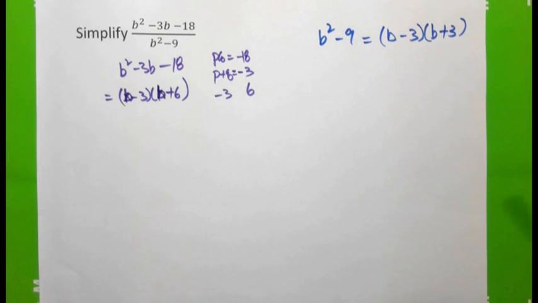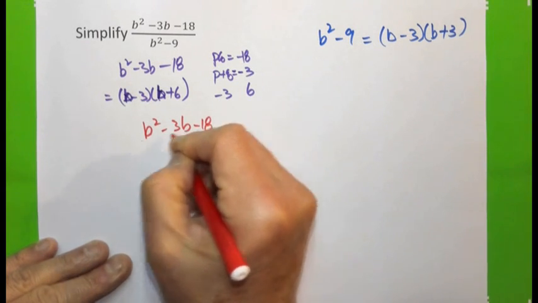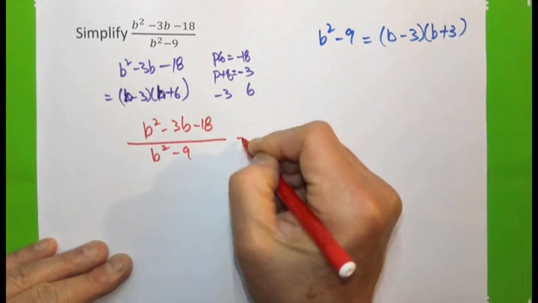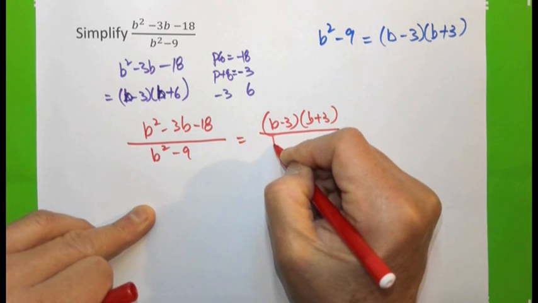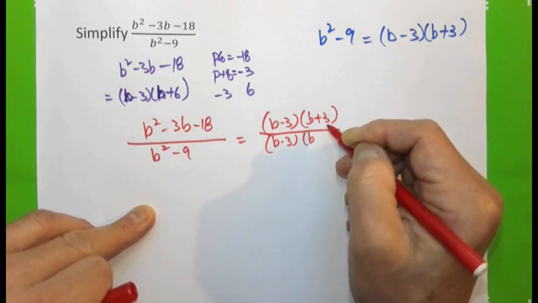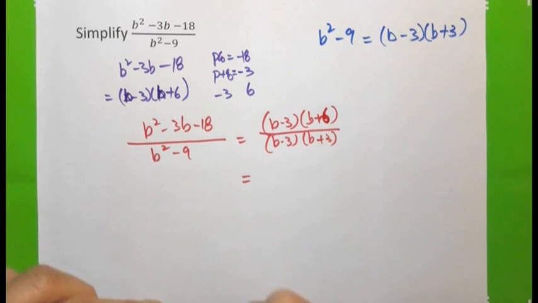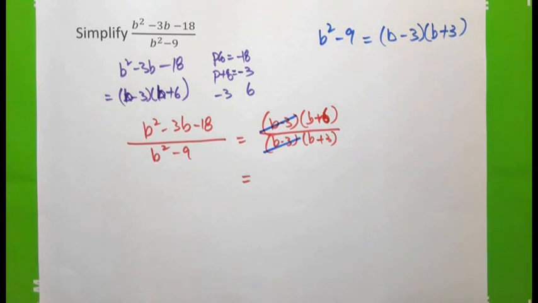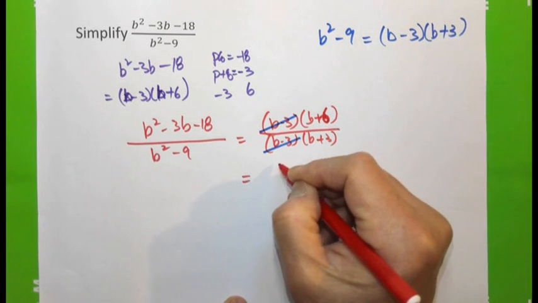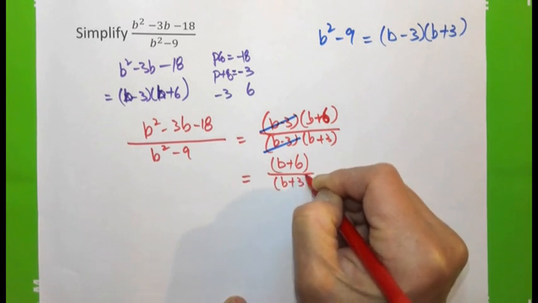Alright, rewriting this fraction: b squared minus 3b minus 18 divided by b squared minus 9. That is (b minus 3)(b plus 3) in the denominator, and (b minus 3)(b plus 6) in the numerator. And again, we can eliminate this term and this term. Therefore, b squared minus 3b minus 18 divided by b squared minus 9 actually simplifies to b plus 6 over b plus 3.